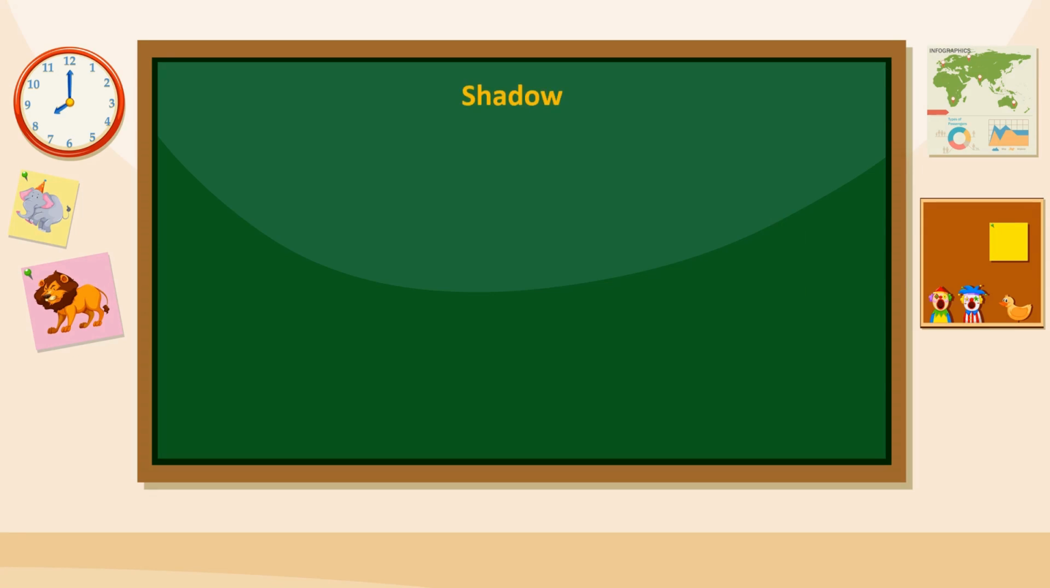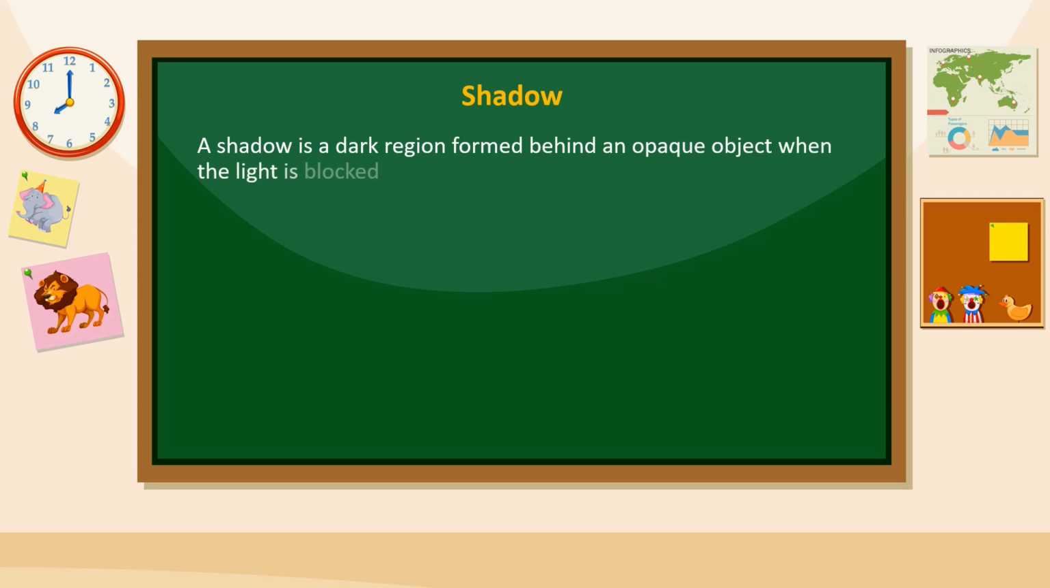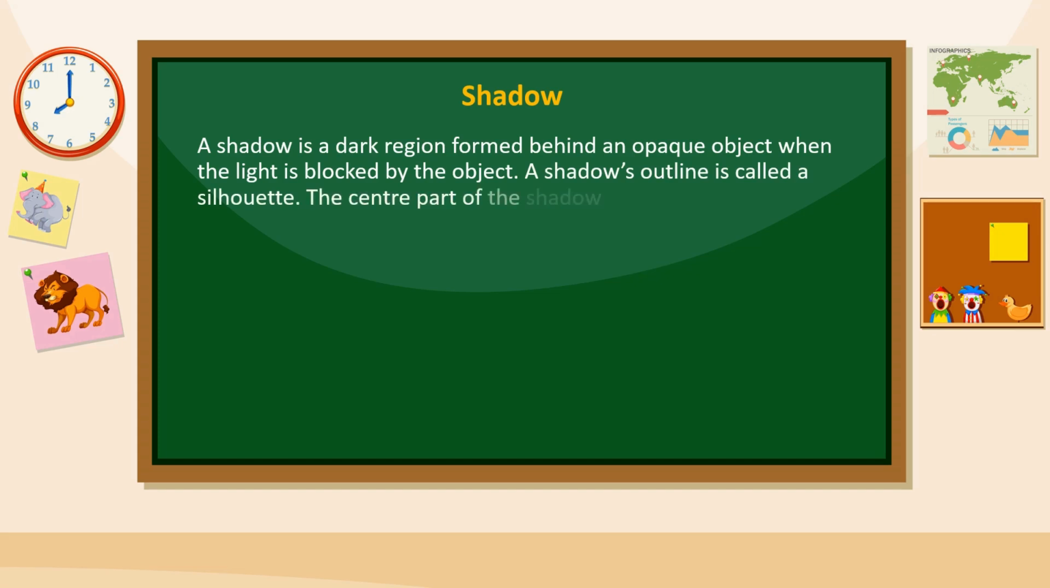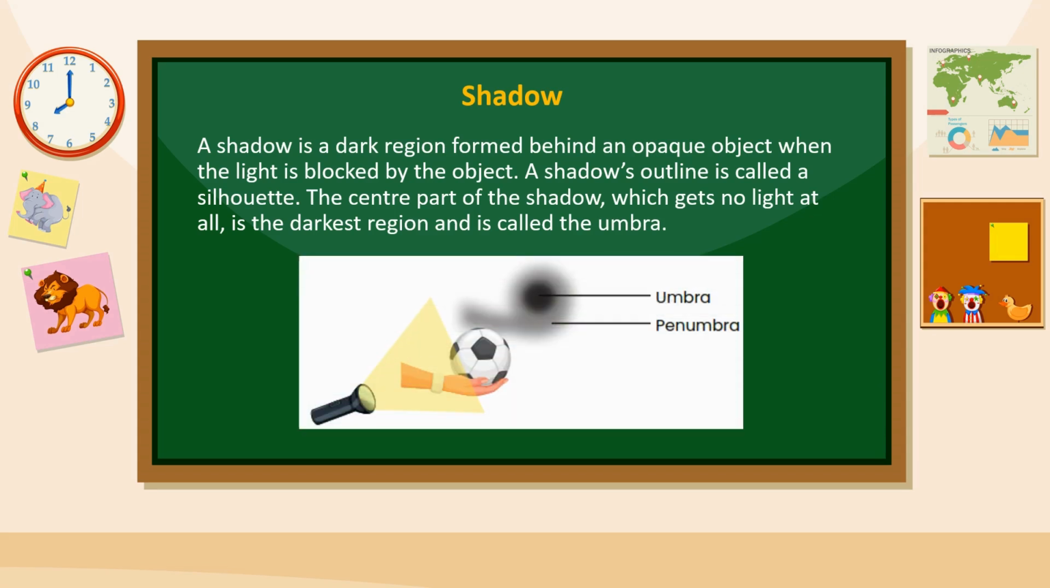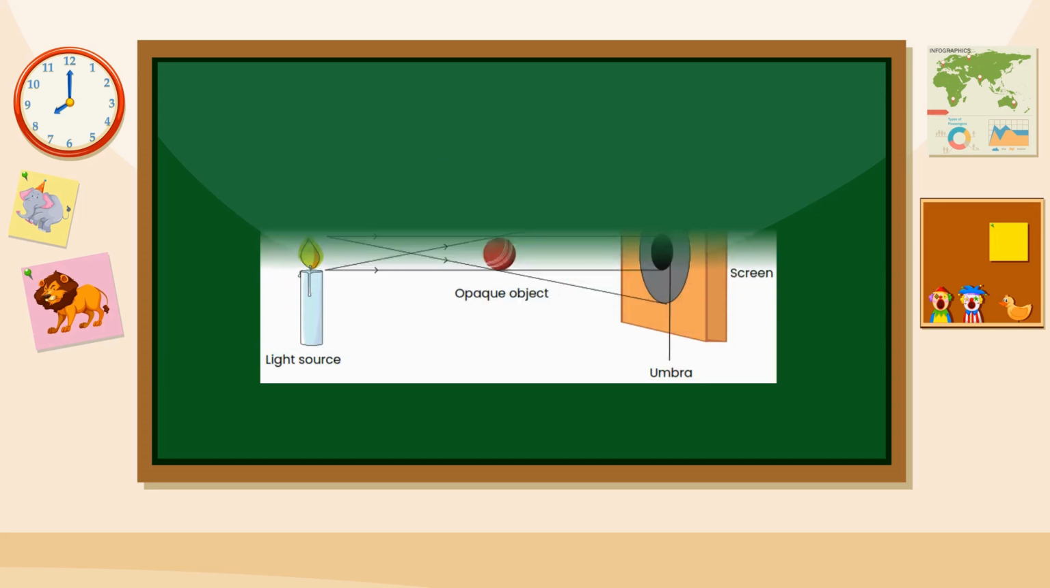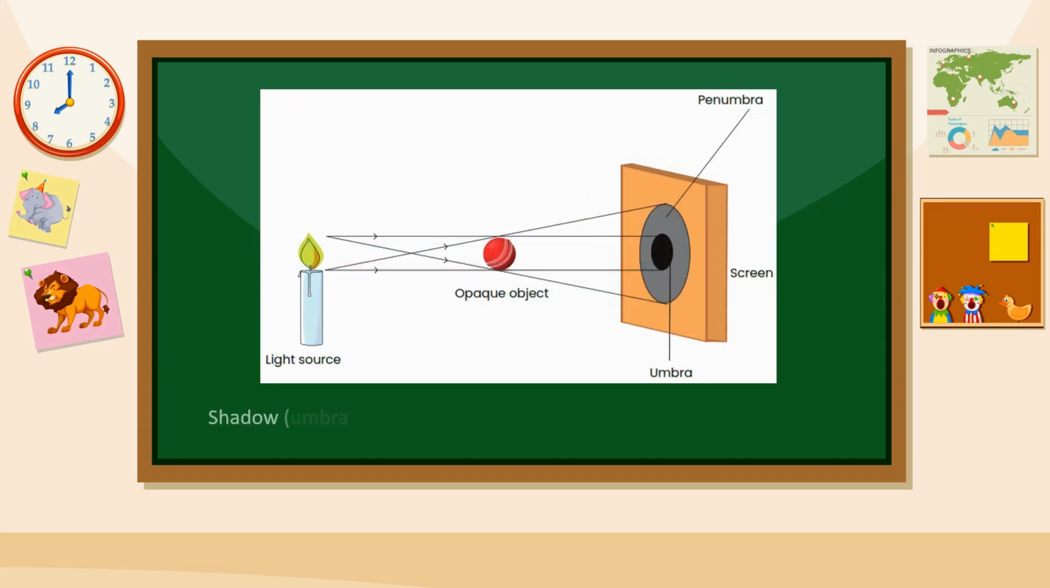Shadow. A shadow is a dark region formed behind an opaque object when the light is blocked by the object. A shadow's outline is called a silhouette. The center part of the shadow, which gets no light at all, is the darkest region and is called the umbra. Shadow, umbra and penumbra both, due to an extended source of light.